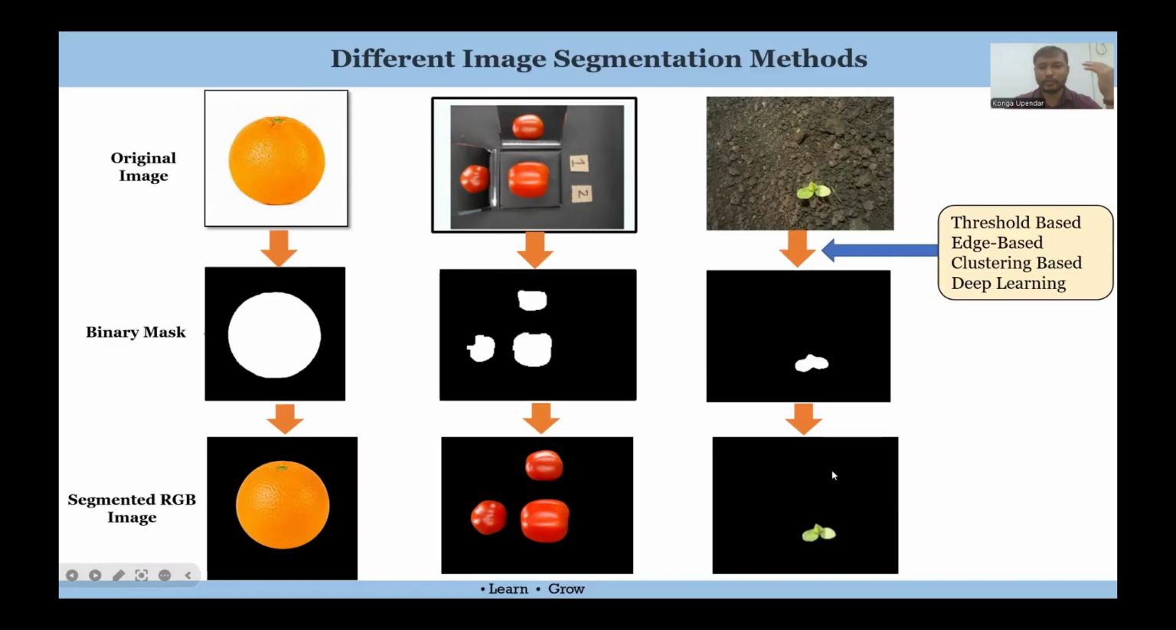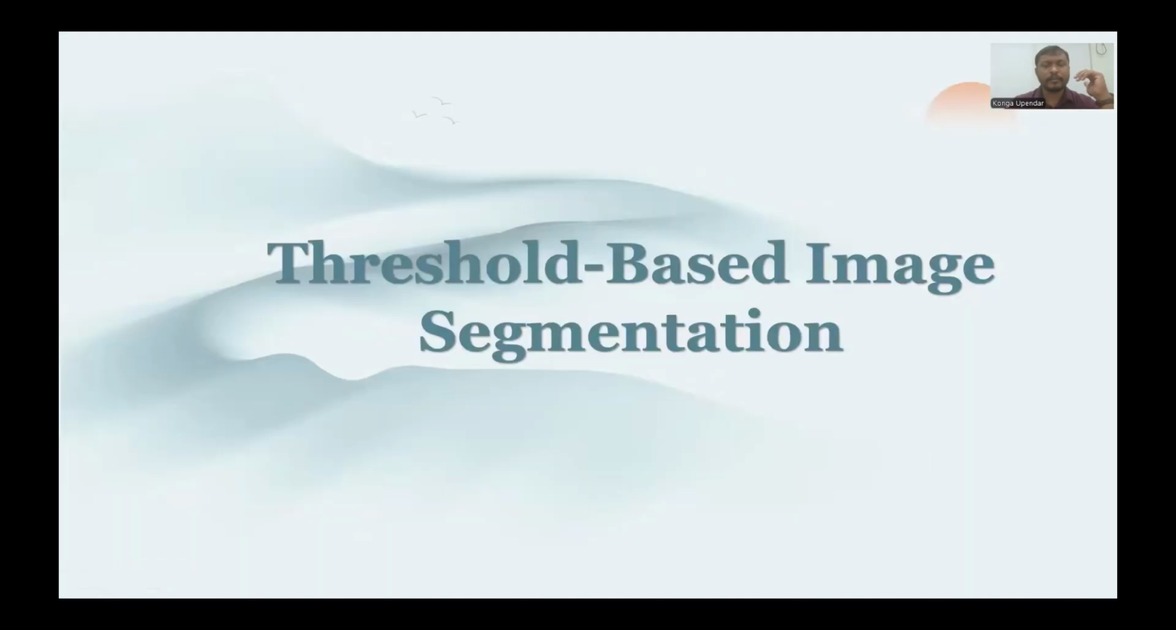How will we get this? In order to get the segmented image from the binary mask and the original image, we don't use any specific techniques or algorithms. We just use the bitwise AND operator. With the help of the bitwise AND operator, we'll get the segmented RGB image from the original image and the binary mask. Now we'll go to the next slide.